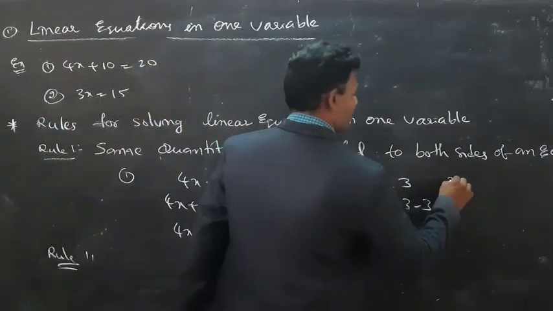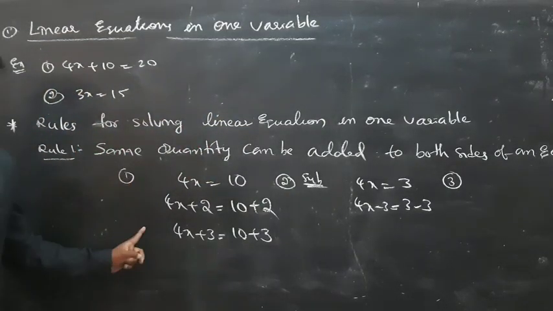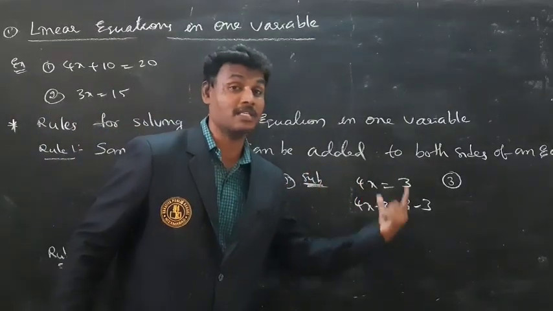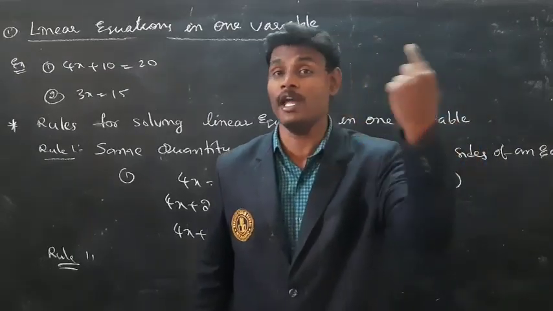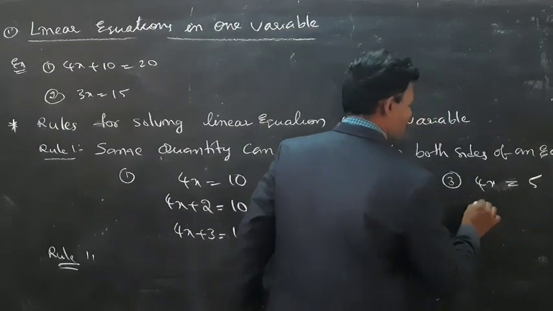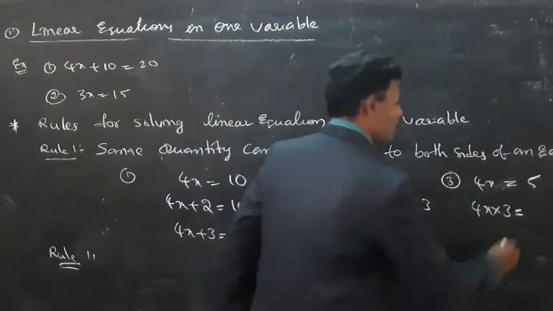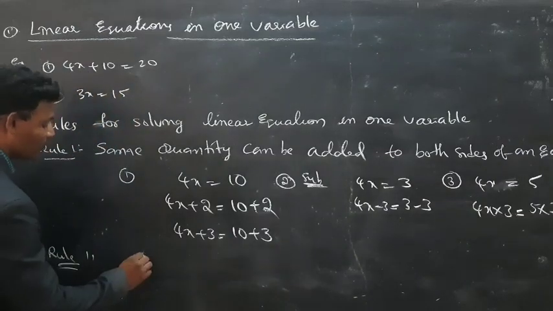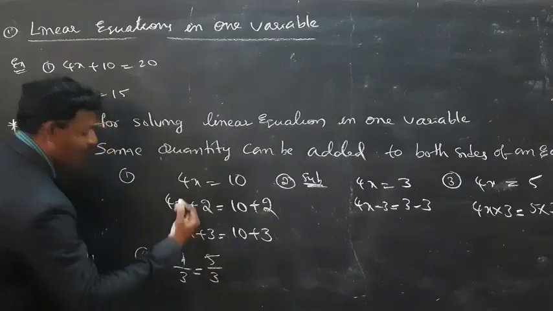Next, rule number 3. You can multiply the same quantity on both sides. Here, in the first case, I added the same quantity on both sides. In the second case, I am subtracting the same quantity on both sides. Now third, I am multiplying the same quantity on both sides. For example, if 4x is equal to 5, if I multiply 3 to 4x, then you have to multiply 5 also. Next, what about the fourth one? If I divide by 3 on the left side, you have to divide by 3 on the right side.